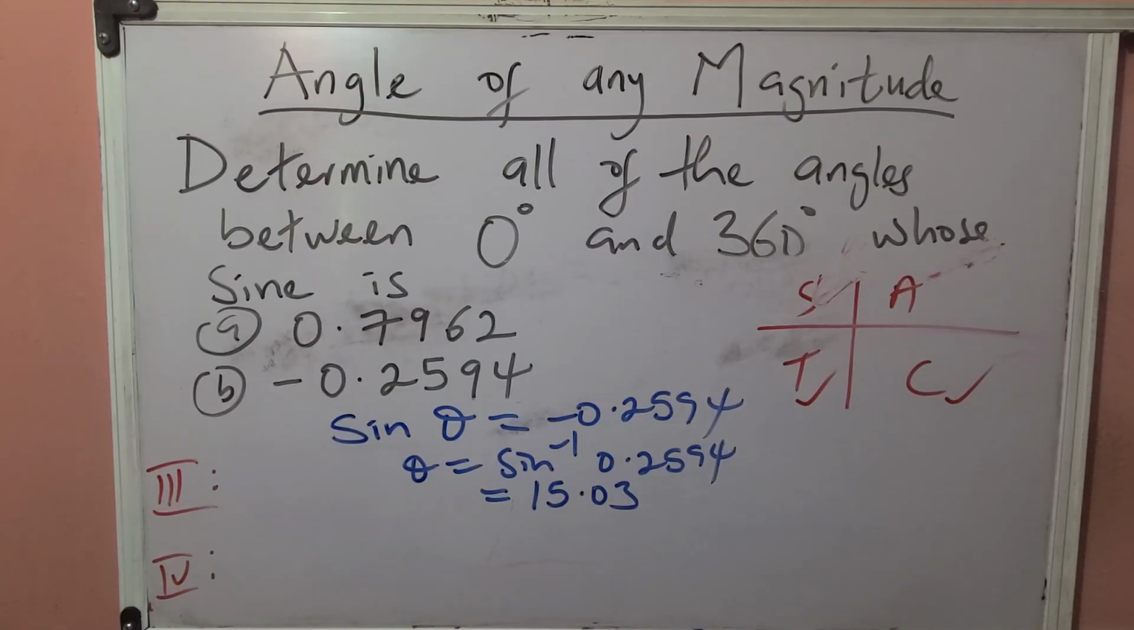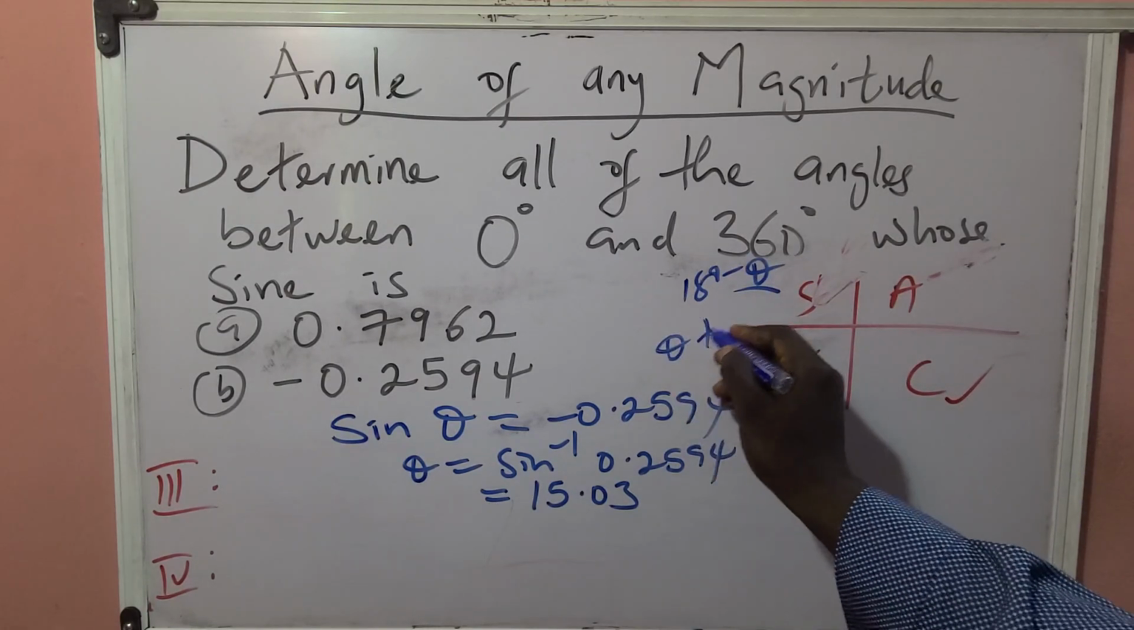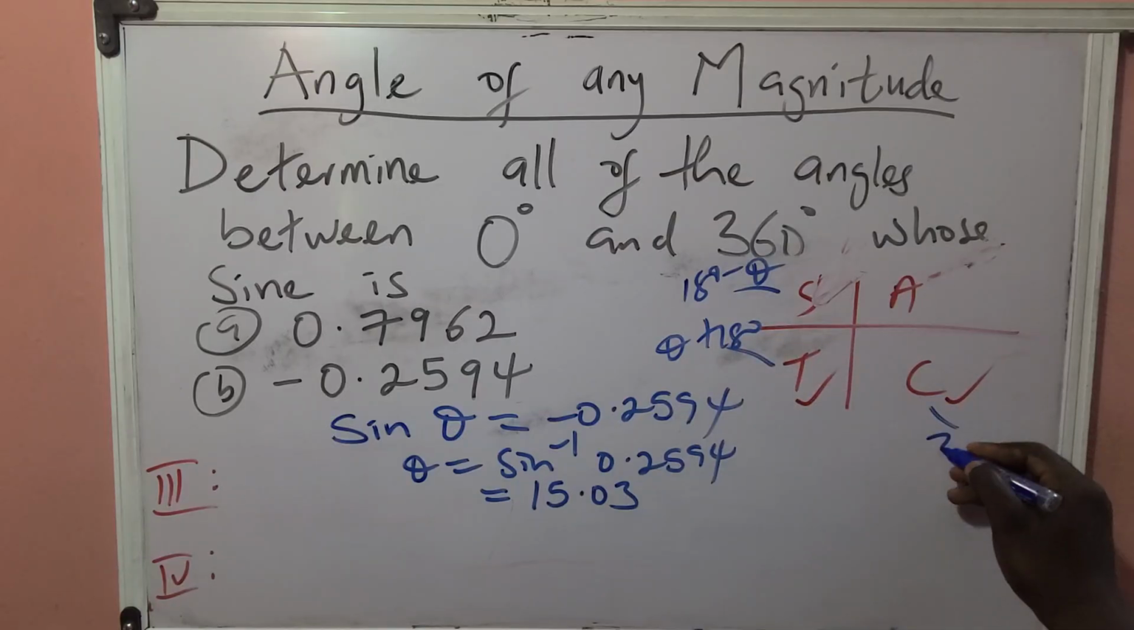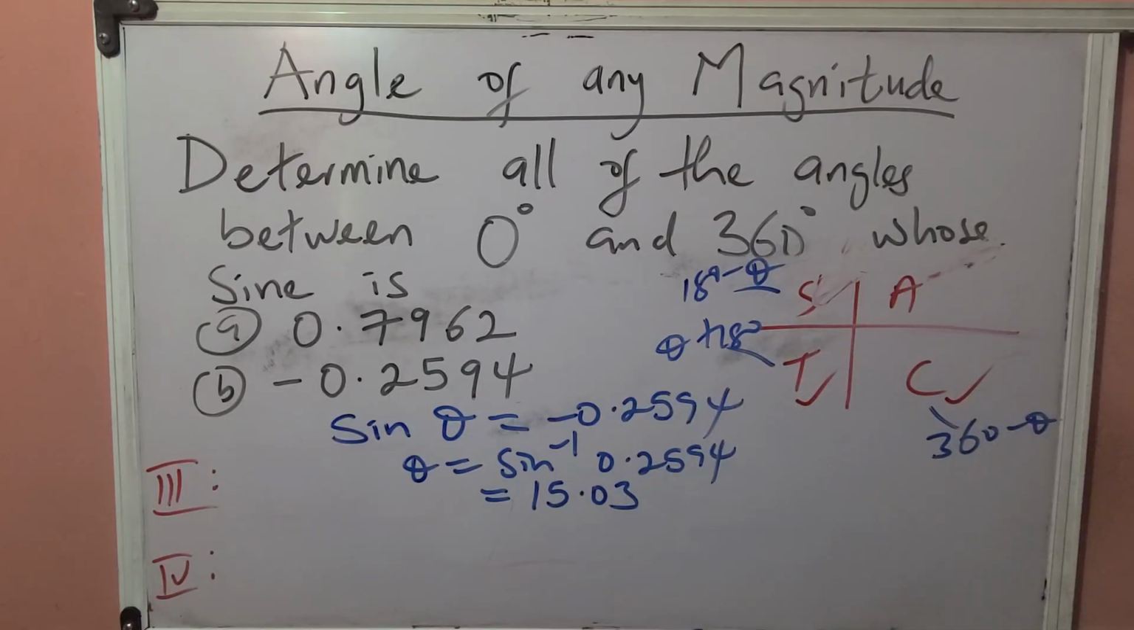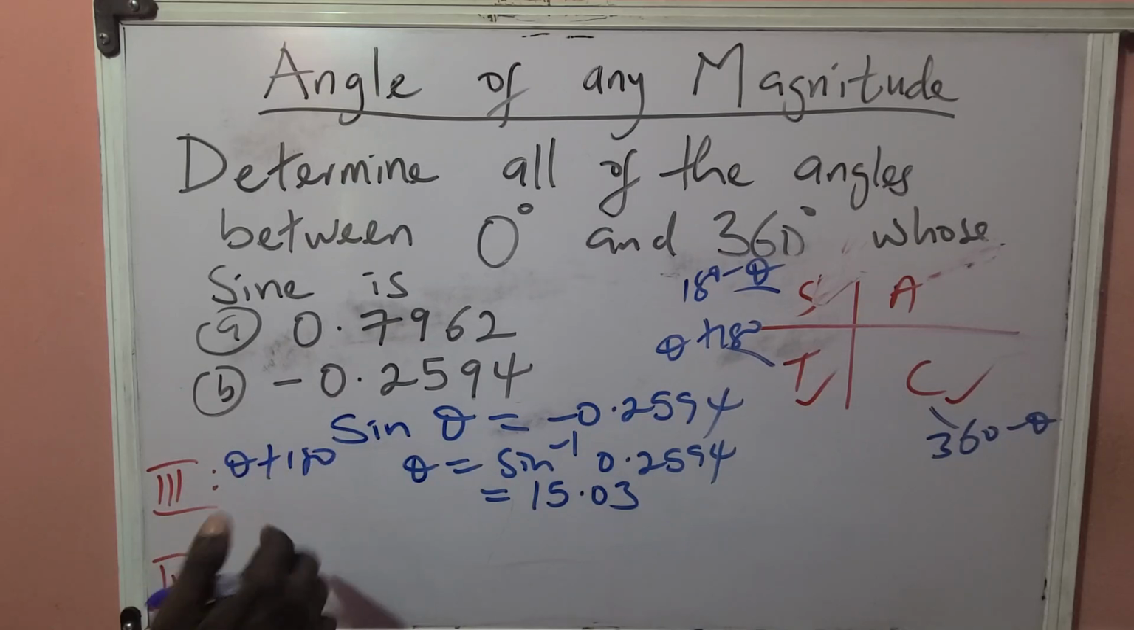So what do we do next? Don't forget I told you the rule that operates in each of these quadrants: we have 180 minus theta, we have theta plus 180 for quadrant 3, and we have 360 minus theta for quadrant 4. So now we're dealing with quadrant 3 and quadrant 4. So we'll be using theta plus 180, and we'll be using 360 minus theta for quadrant 4. So those are the quadrants of interest.